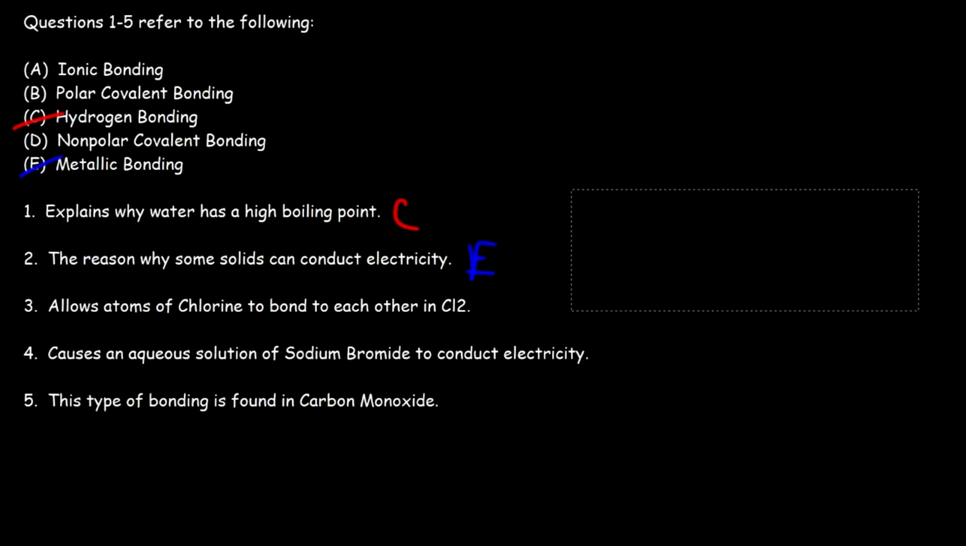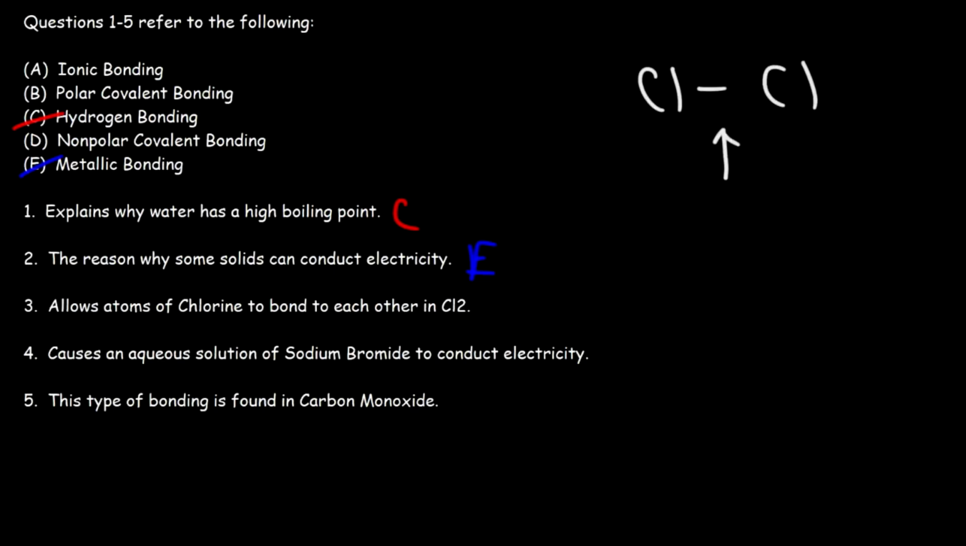What about number 3? Which type of bonding allows atoms of chlorine to bond to each other in Cl2? So what type of bonding is described here? Would you say it's ionic bonding, polar covalent bonding, nonpolar covalent bonding? In order for it to be ionic bonding, you need ions. Typically, it's composed of metals and nonmetals. In order for it to be polar covalent bonding, typically it's between two nonmetals, but they tend to be different nonmetals.